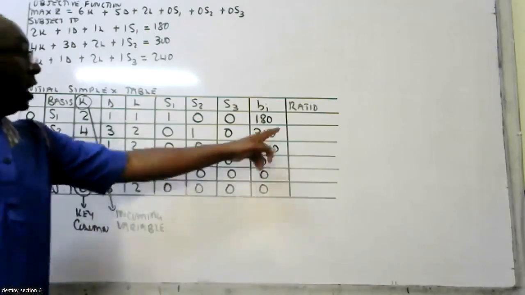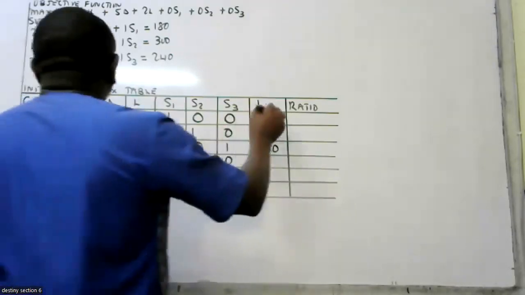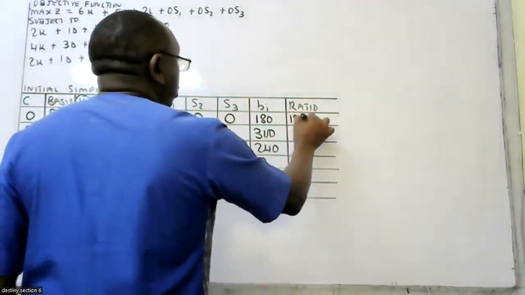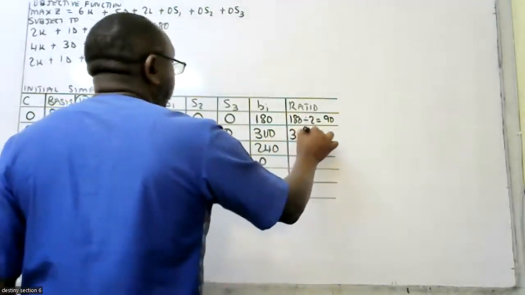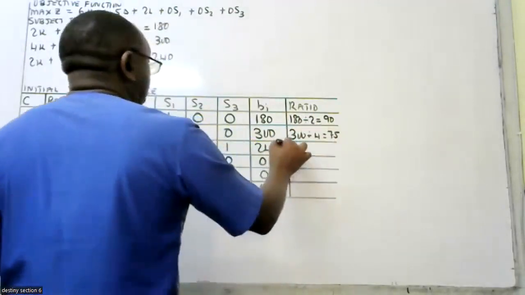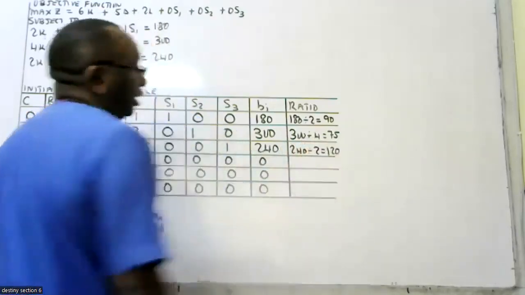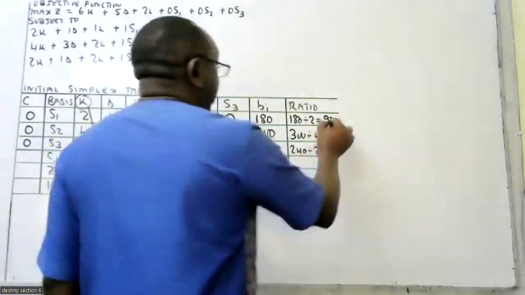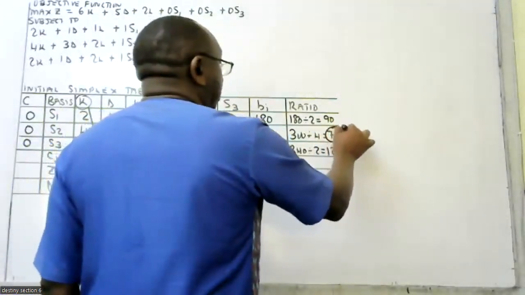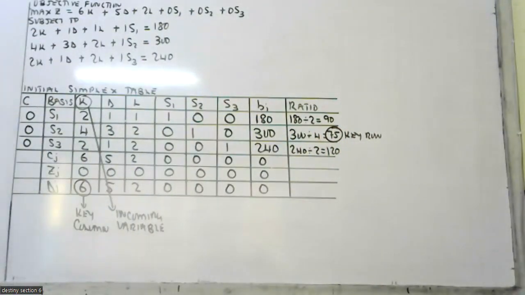Then for the ratio, you now come and divide these ones with the values in the key column. Like now, this will be 180 divided by 2, that is 90. This will be 300, you divide by 4, that is 75. This will be 240, you divide by 2, that is 120. So you take the smallest. So this now becomes our key row.